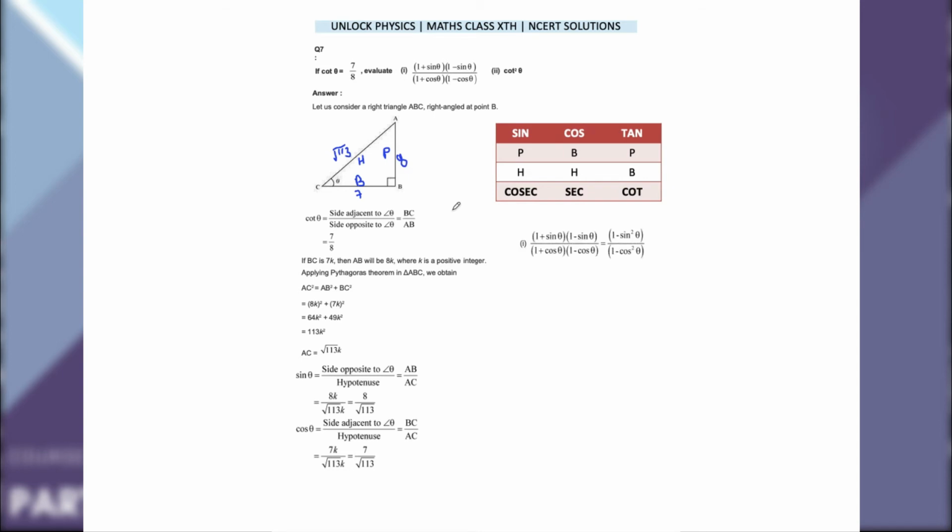Now let us solve this first part. So we solve the brackets, we multiply the numerator and denominator and solve it. This gives us 1 minus sine square theta upon 1 minus cos square theta. We multiply 1 by 1 minus sine theta, then this and then this. Similarly we do for the denominator and we get 1 minus sine square theta upon 1 minus cos square theta.